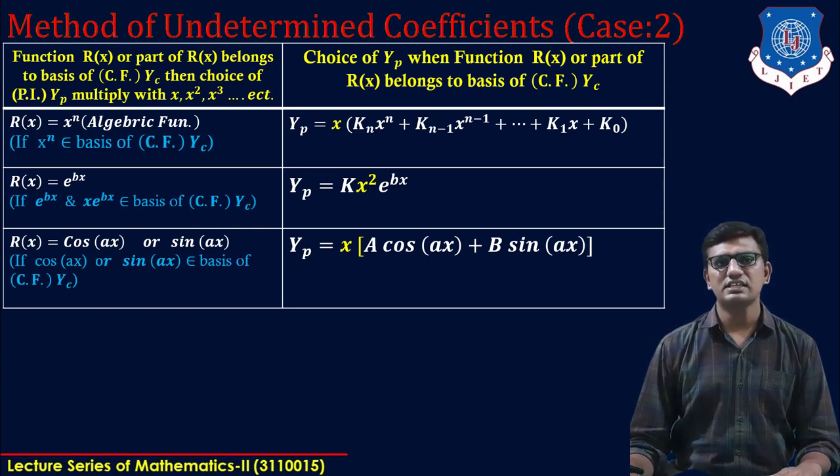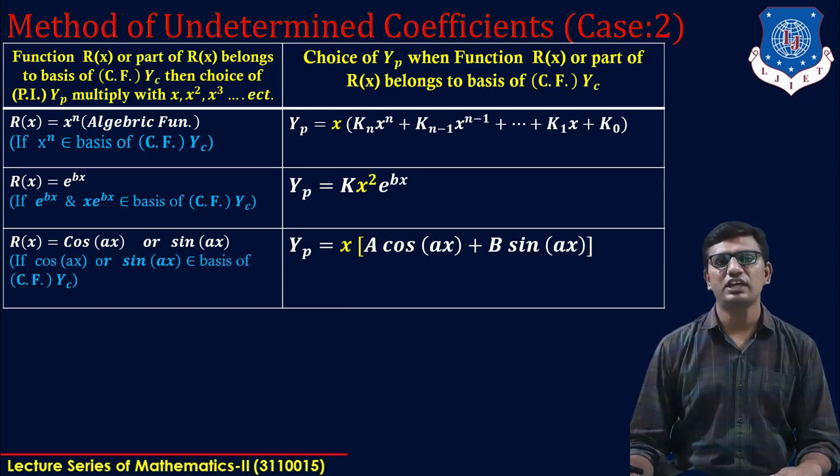If R(x) is e^(bx), and e^(bx) belongs to the basis of Yc, as well as x e^(bx) also belongs to the basis of Yc, in this case Yp is equal to k times x² e^(bx). Here e^(bx) belongs to Yc, as well as x e^(bx) a second time belongs to Yc. So Yp is equal to k times x² e^(bx). Here k is an undetermined coefficient.